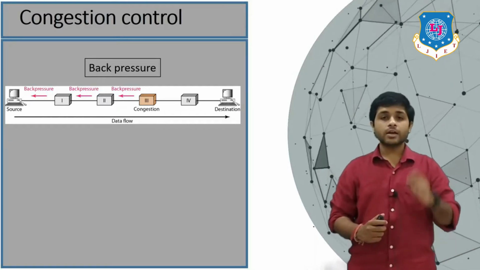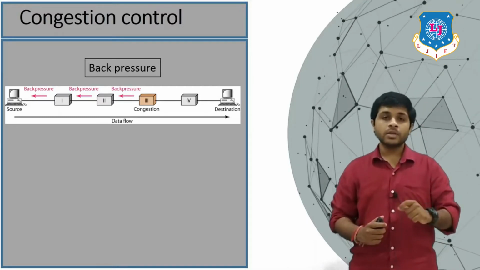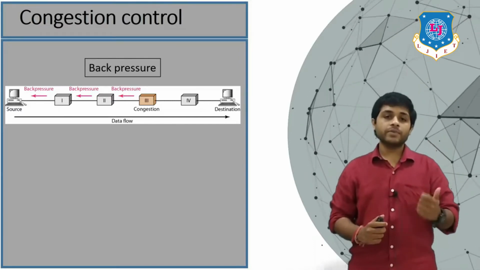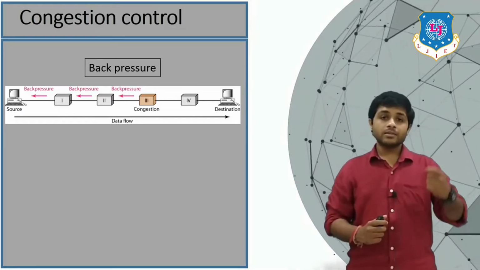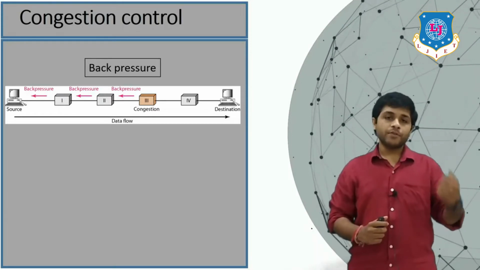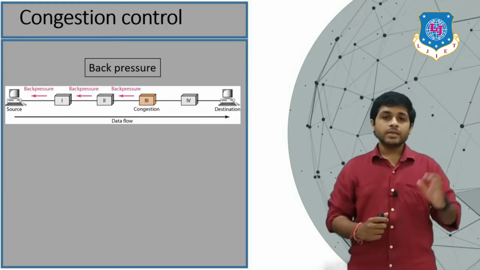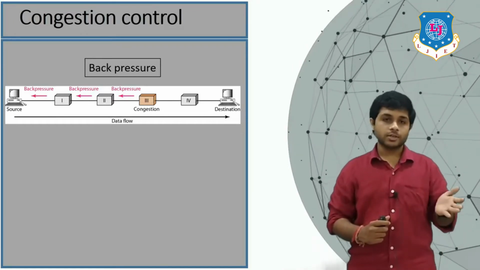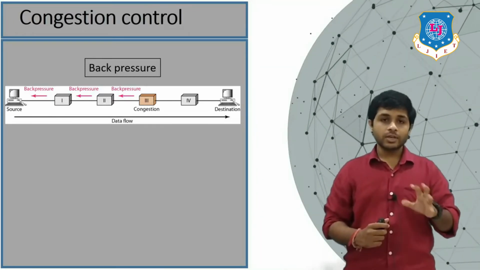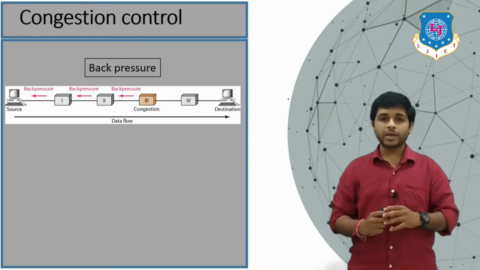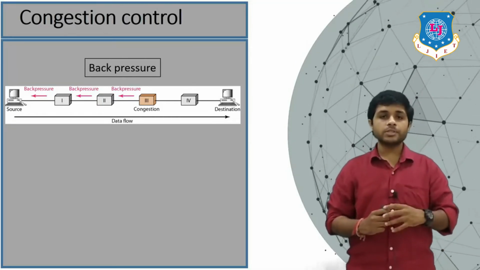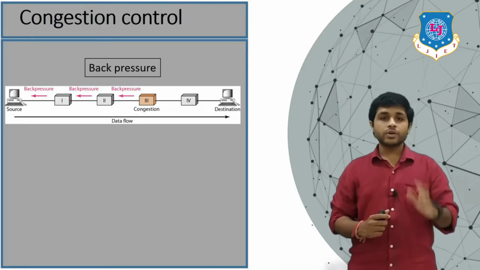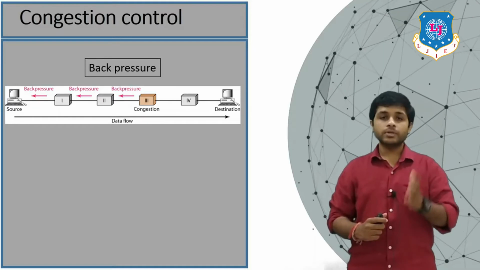So when there is a congestion in the network, that device will stop receiving any packet from the previous devices. Now the device which is before the congested device receives so many packets that it also becomes congested. So when device 3 becomes congested, it stops receiving packets. When device 3 stops receiving any packet, device 2 becomes congested because device 2 is not able to forward any packet to device 3.